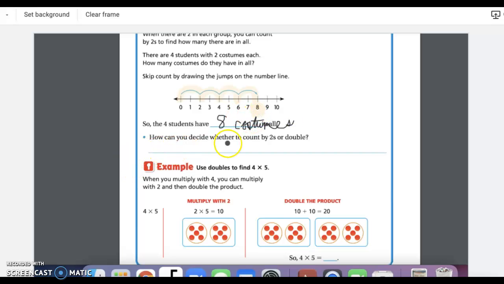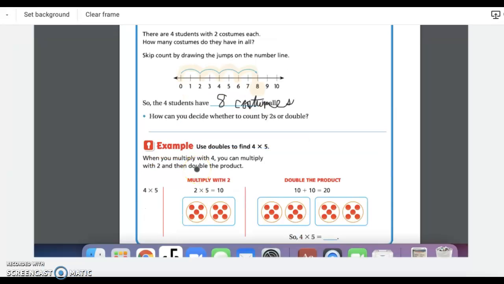And here's the question. How can you decide whether to count by 2s or to double? What really is important to understand there is if we have groups of 2, we can count by 2s. But if we have 2 groups with a different number in them, then we just double that number. So if I have 2 groups of 10, I just double 10. If I have 2 groups of 7, I double 7. But if I have 7 groups of 2, I'm going to want to count by 2s 7 times. Okay? All right. So then let's look at this last example.